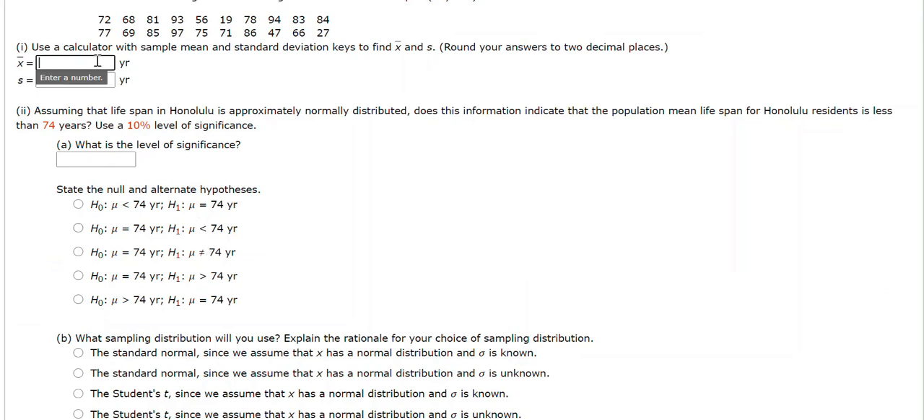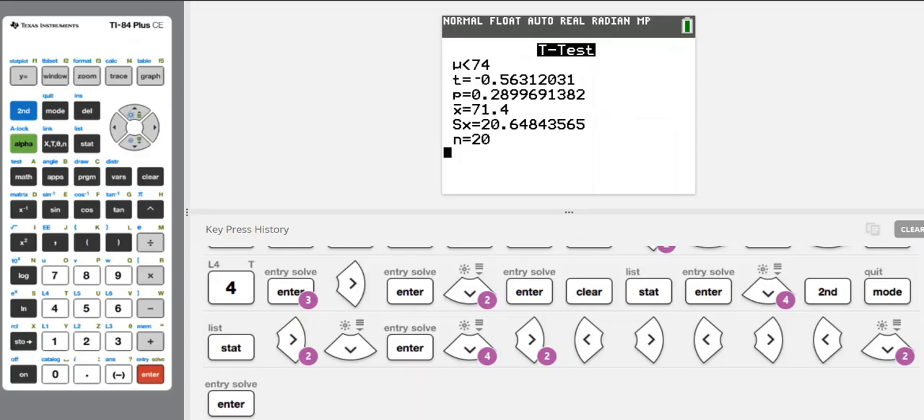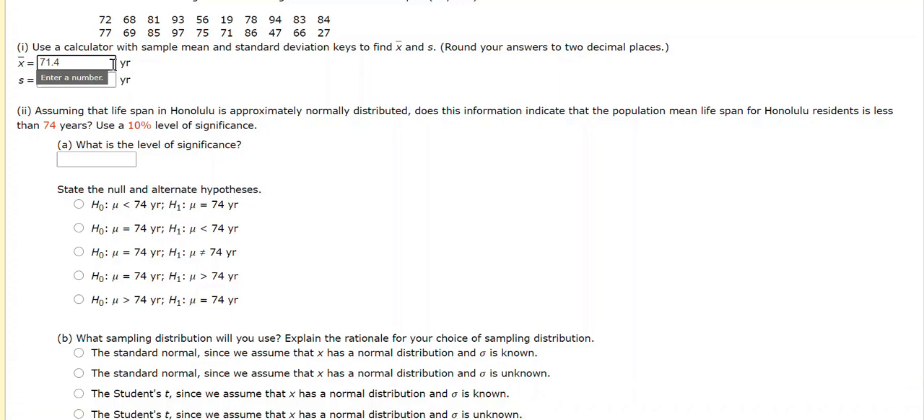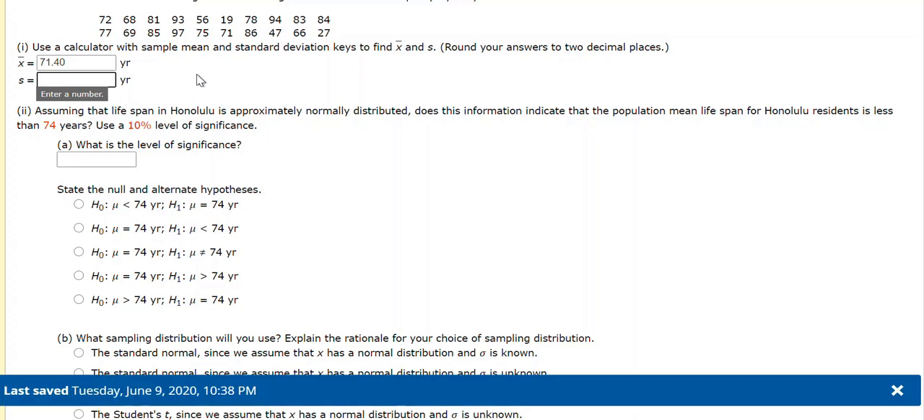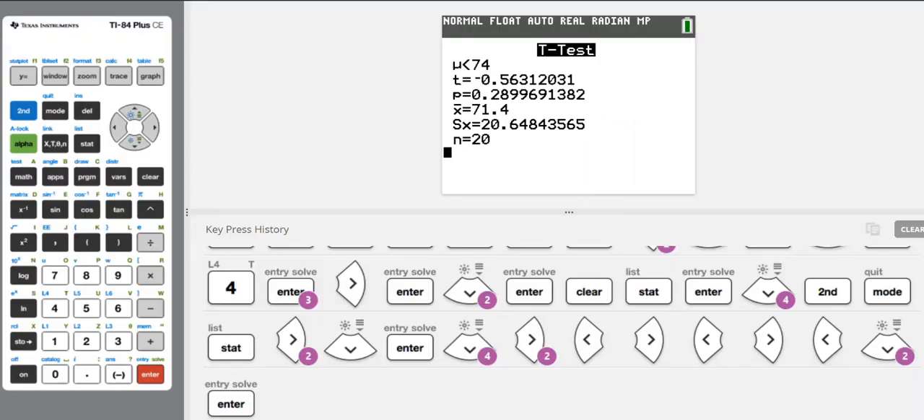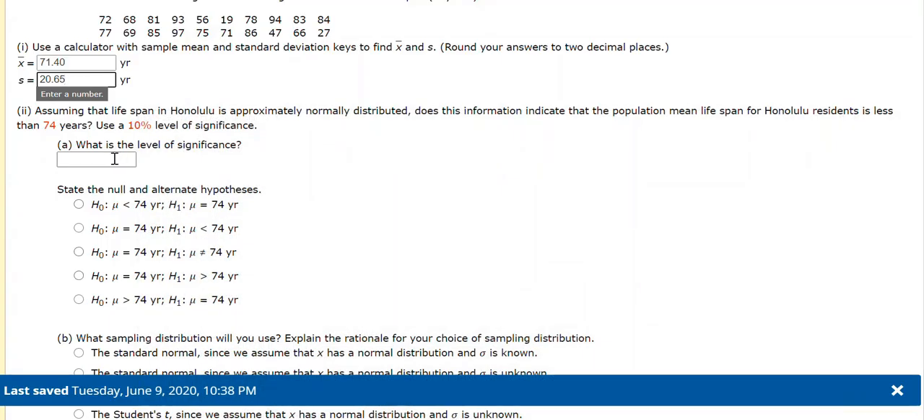I wrote these numbers down, so let's finish the problem. My x bar to 2 decimal places is 71.4, and that's all the decimal places I have, so let's put in a 0 so it's 2 decimal places. Then my sample standard deviation is 20.65, rounded to 2 decimal places.